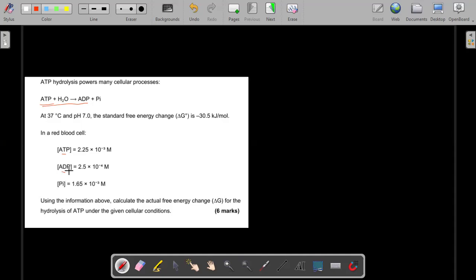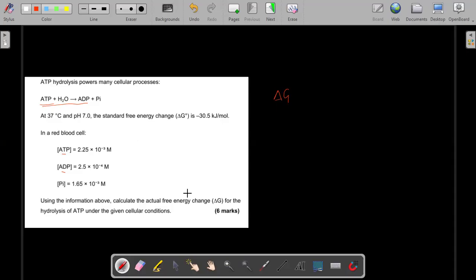So we've been given the concentration of the products and the concentration of the reactant, which is the ATP undergoing hydrolysis. Now the question says, using the information above, calculate the actual free energy change for the hydrolysis of ATP under the given cellular conditions. So we are to calculate the actual Gibbs free energy for the hydrolysis of ATP.